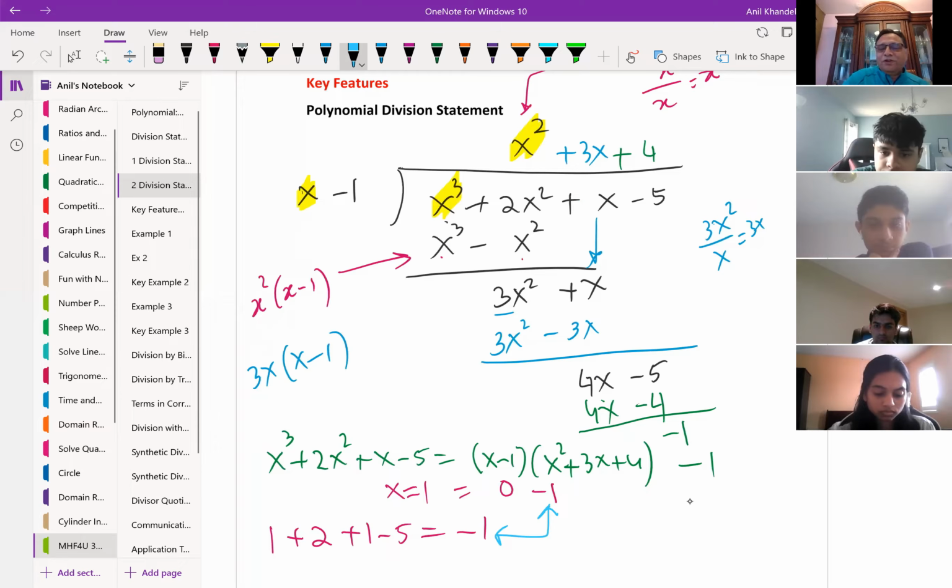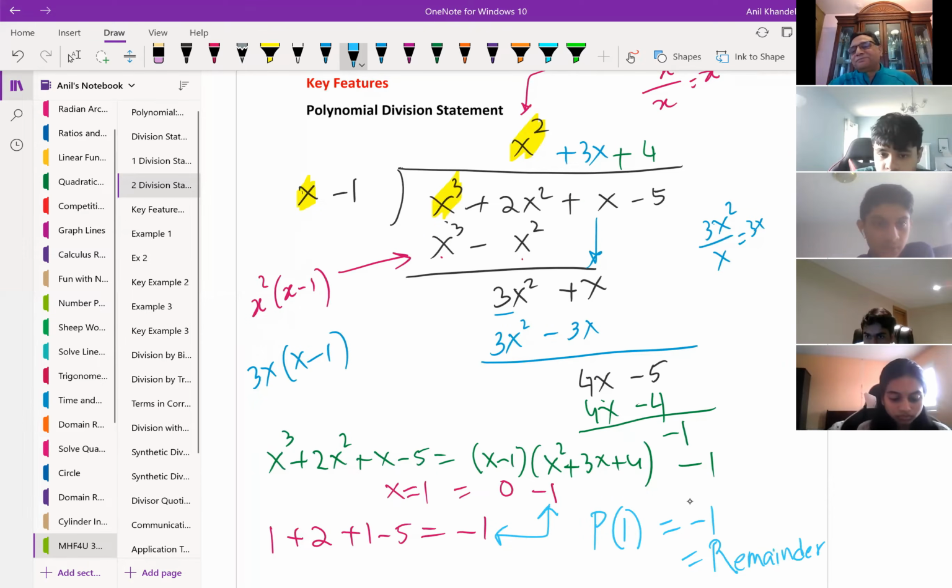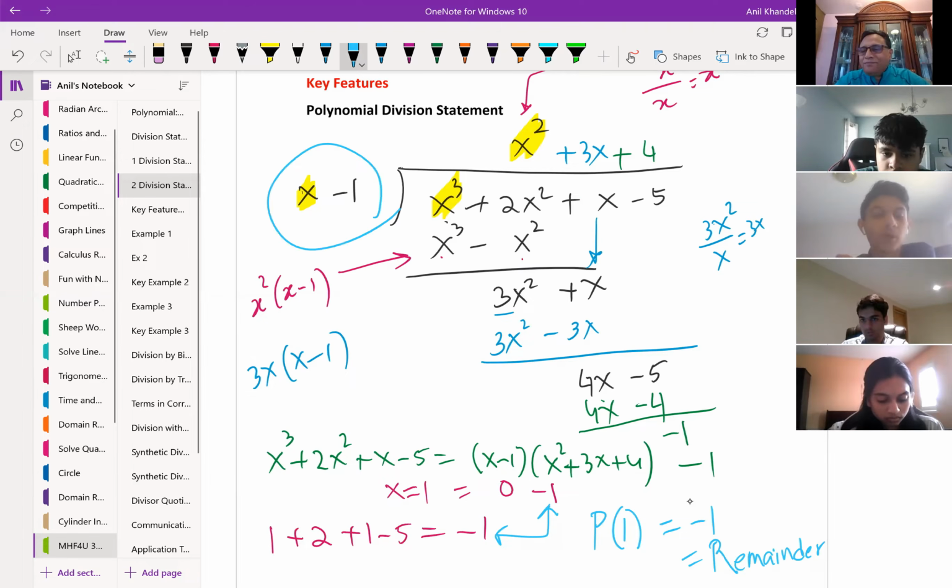Correct. So we got the value of the polynomial for 1 is equal to minus 1, which is actually the remainder. Do you see that? Sir, this would be the case for any other value too, right? Any polynomial, no, only one which will make it 0. Okay, only one should make it 0. Yes. So we call this the remainder theorem. This is called the remainder theorem.